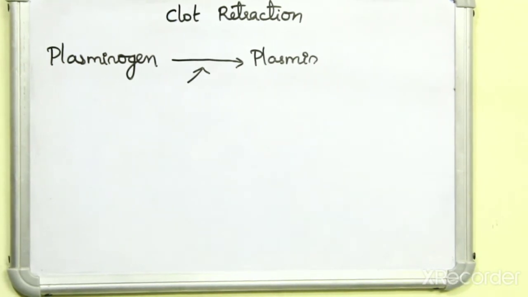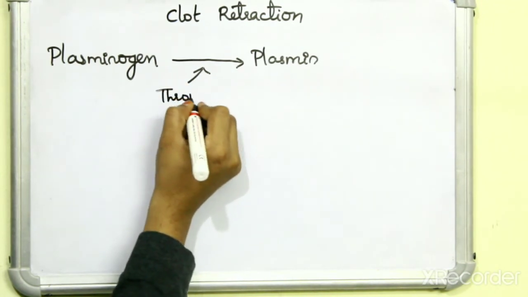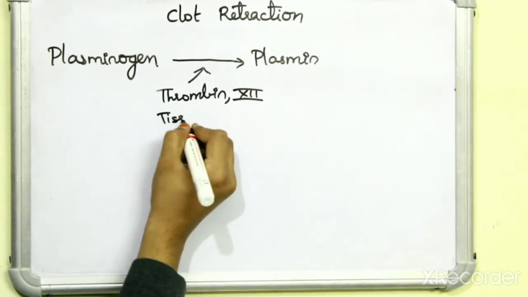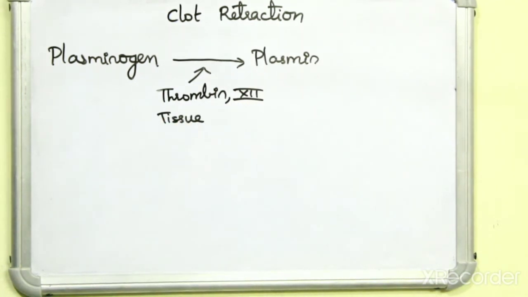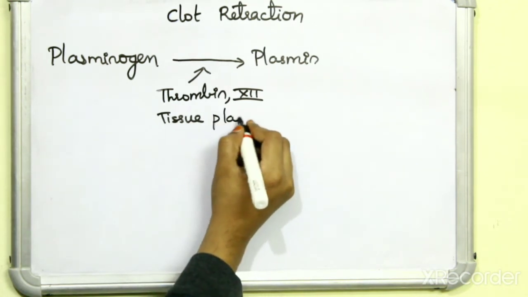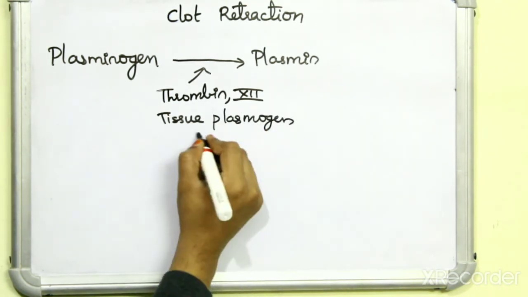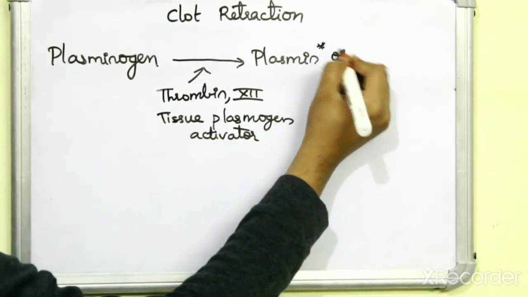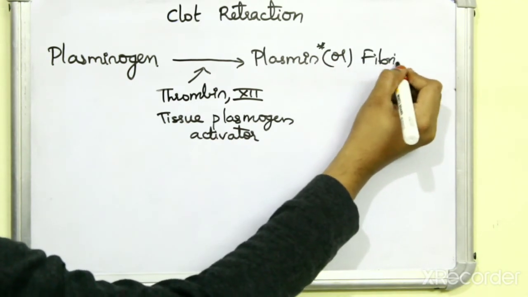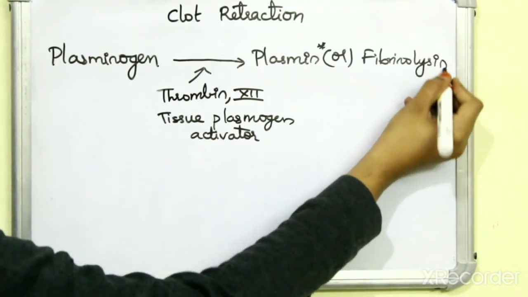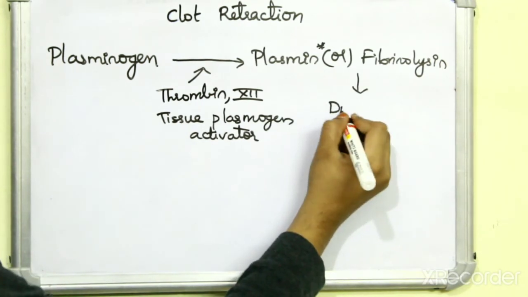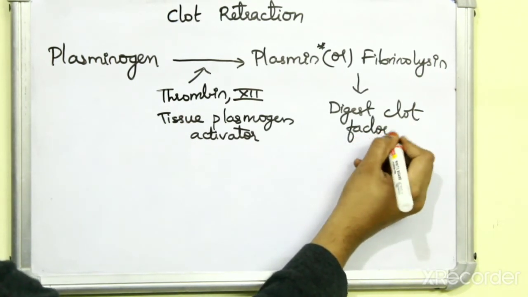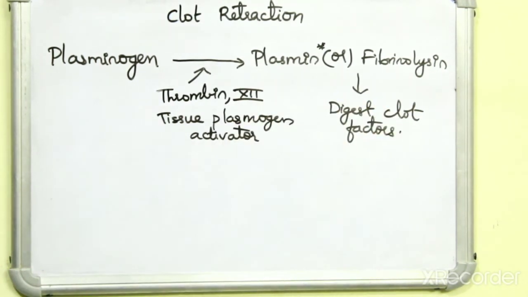Here you can see the factors like thrombin and factor number 12 and factor number 2, along with tissue plasminogen activator. So these are responsible for activating plasmin, or you can term it fibrinolysin. This activated form will start digesting the clot. So the clot is totally cleared from that region. So this is clot retraction.